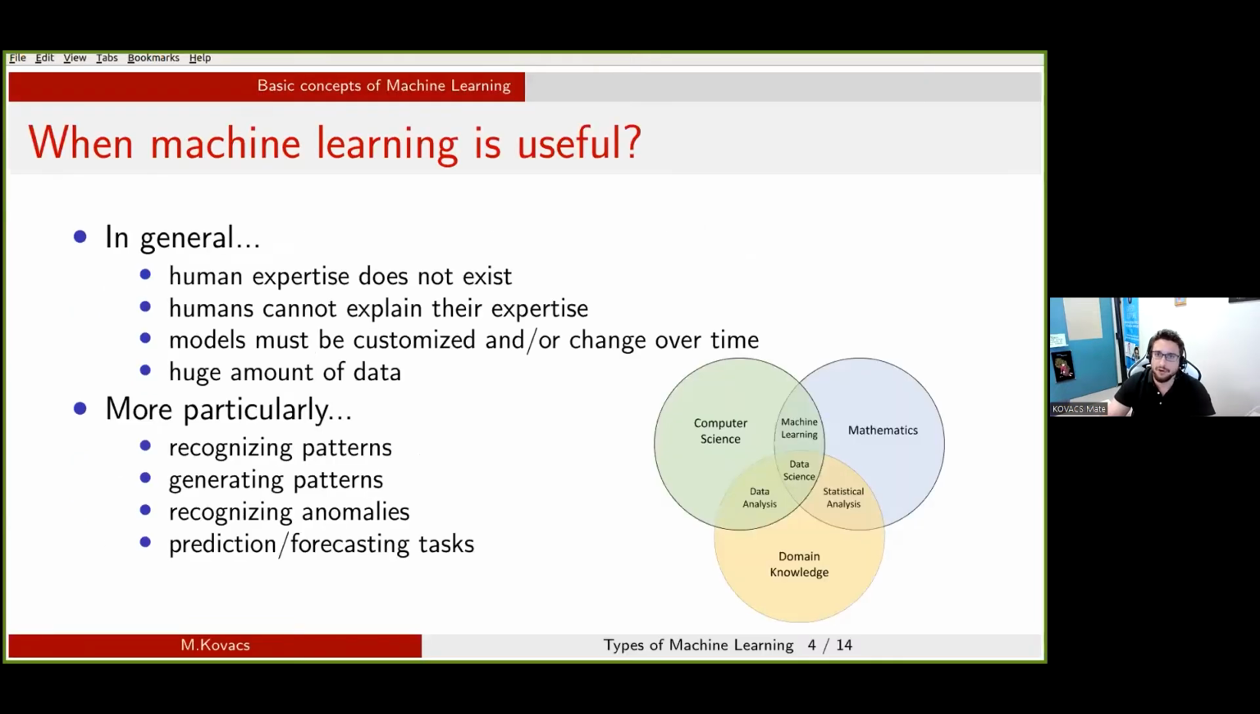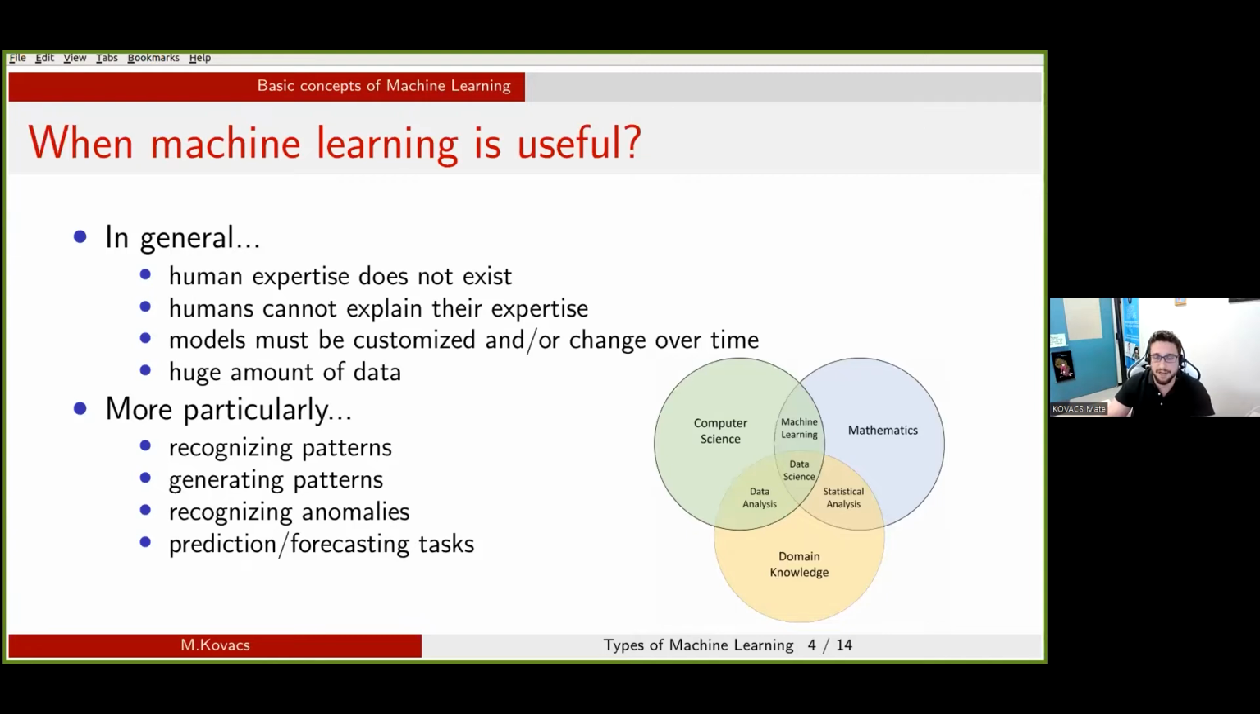So when is machine learning actually useful for us? In general, we can say that it's beneficial when human expertise doesn't exist or is just hard to explain. Also, there are situations where models must be rebuilt over time, or there is just too much data for human manual assessment.